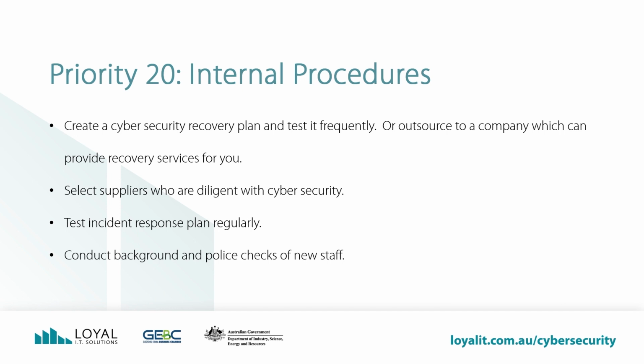Priority 20. Internal procedures. I've bunched a few of these recommendations together because they are about tightening up your internal policies, and it doesn't make sense to prioritize them separately. These are: create a cybersecurity recovery plan and test it frequently, or outsource to a company that can provide recovery services for you. Select suppliers who are diligent with cybersecurity. Ask for their policies on how they handle your data.